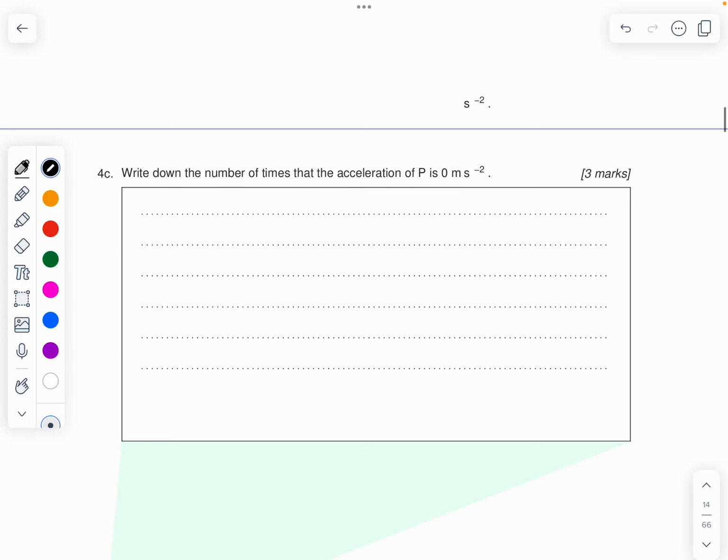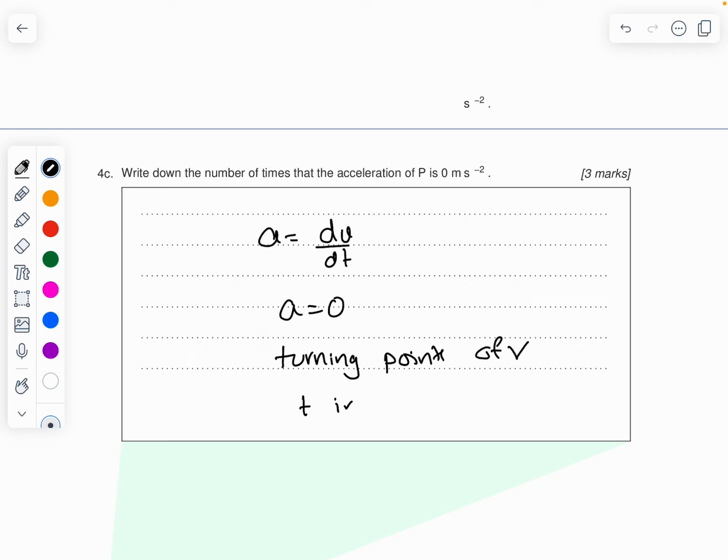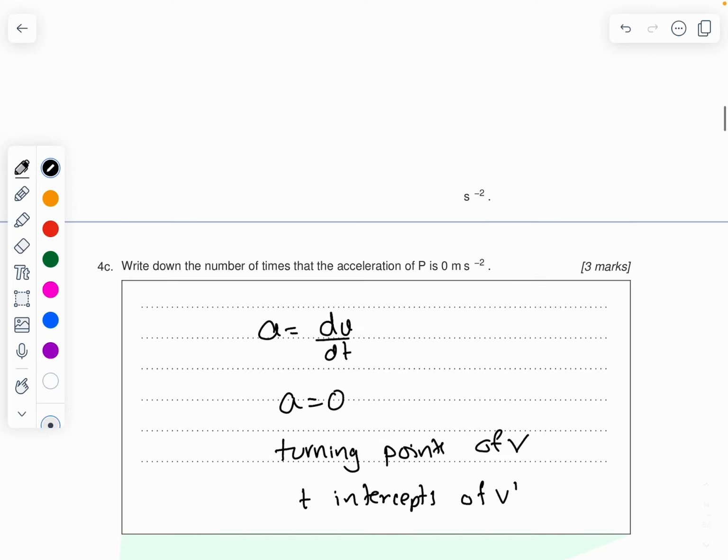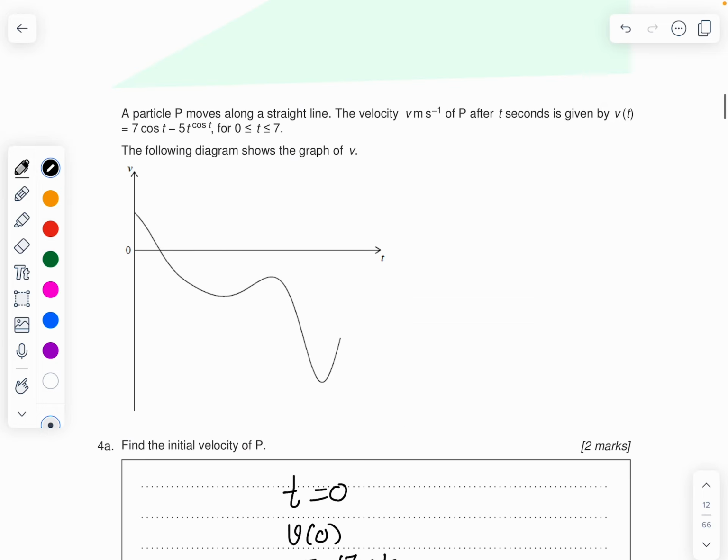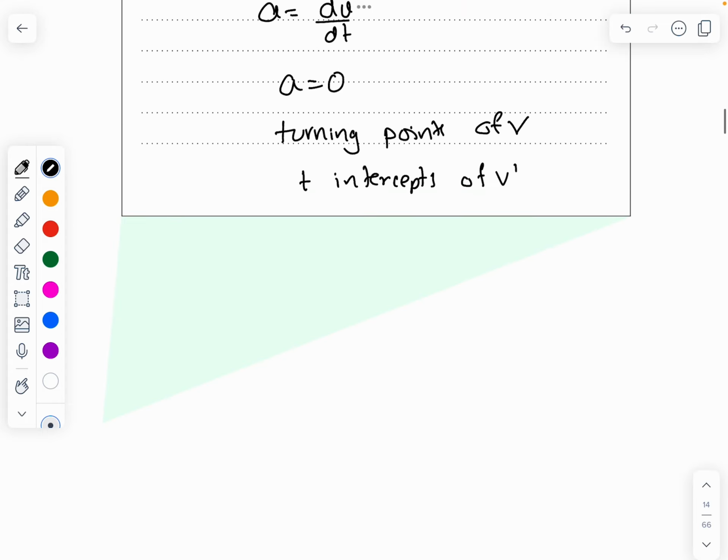Write down the number of times the acceleration is 0. Acceleration means dv upon dt. Acceleration being 0 means these are the turning points of v, which means these are the t-intercepts of v prime. Now how many such turning points are there? 1, 2 and 3. So the answer is 3.